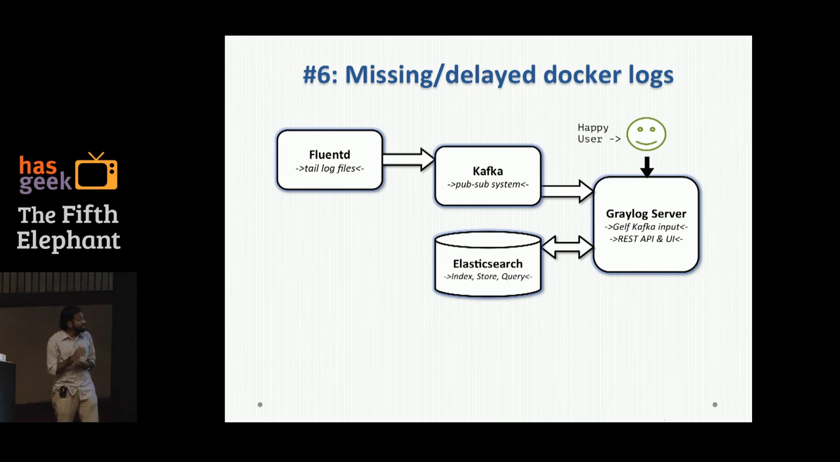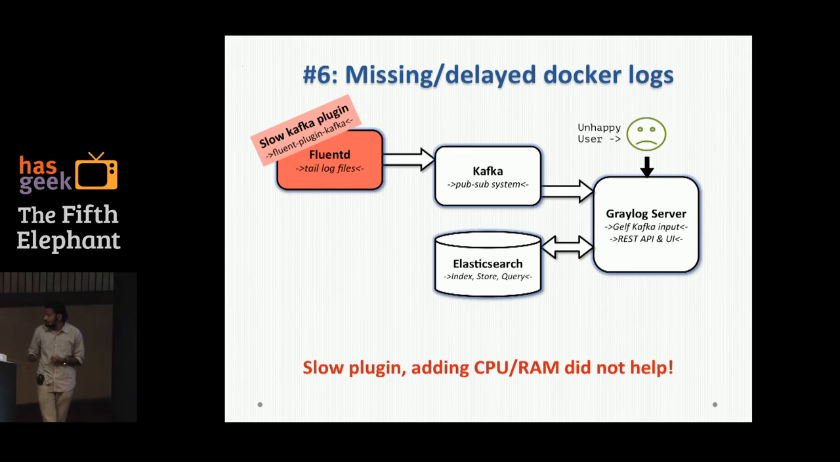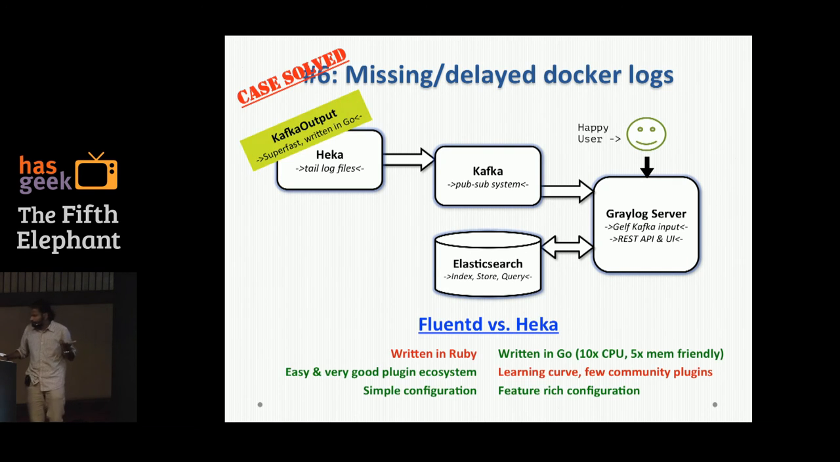The final problem. Fluentd is tailing the files and sending to Kafka, but we experienced message loss and sometimes delay. Why? Because the Fluentd Kafka plugin was not fast enough. It was written in Ruby and was designed to be simple but not performant. Adding more CPU and RAM will not help. So we searched for an alternative.